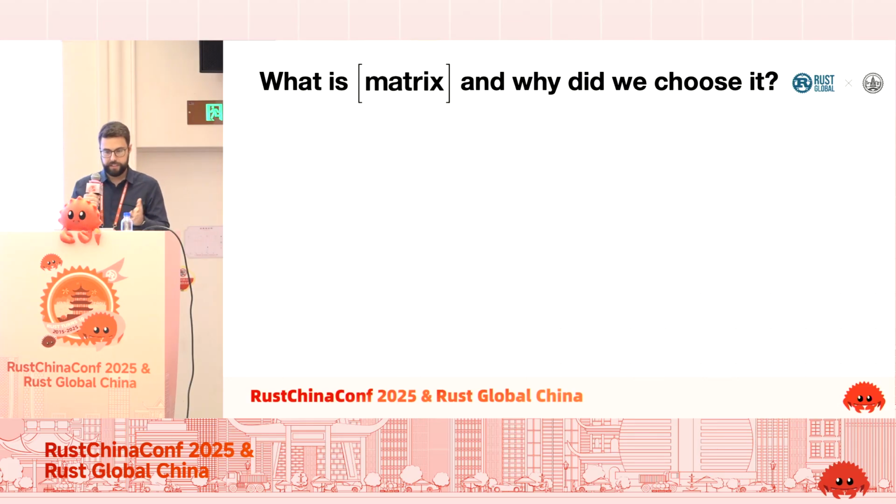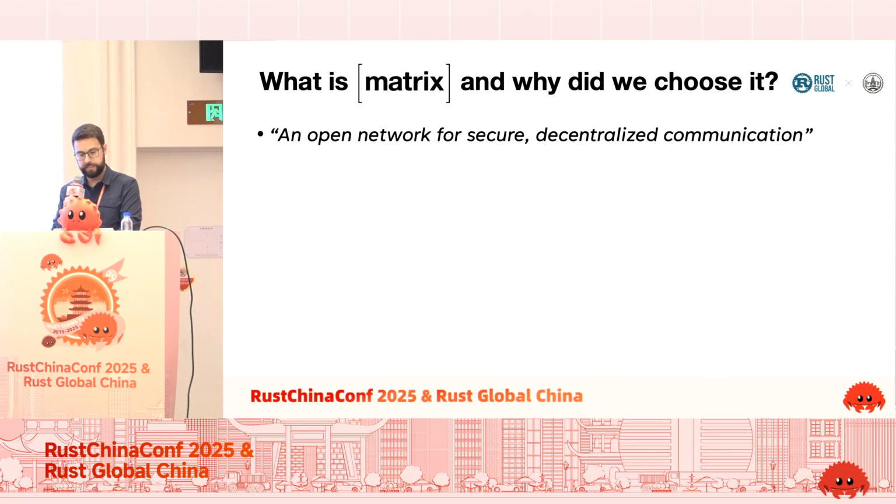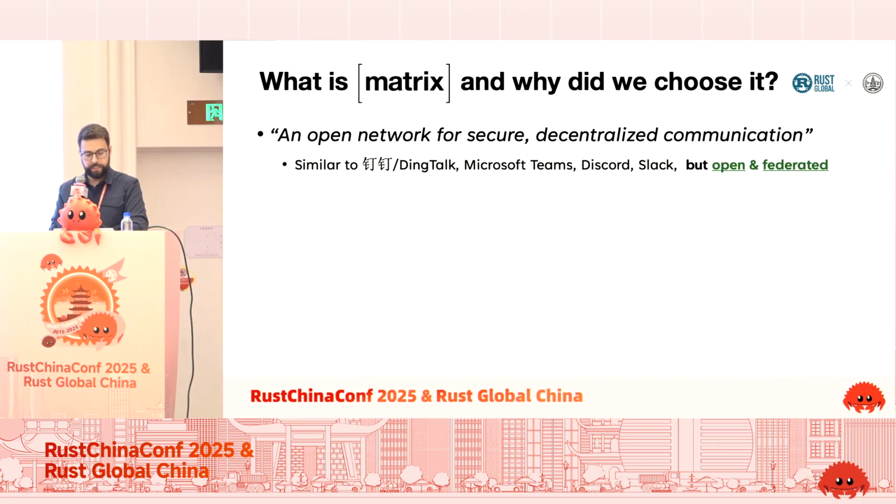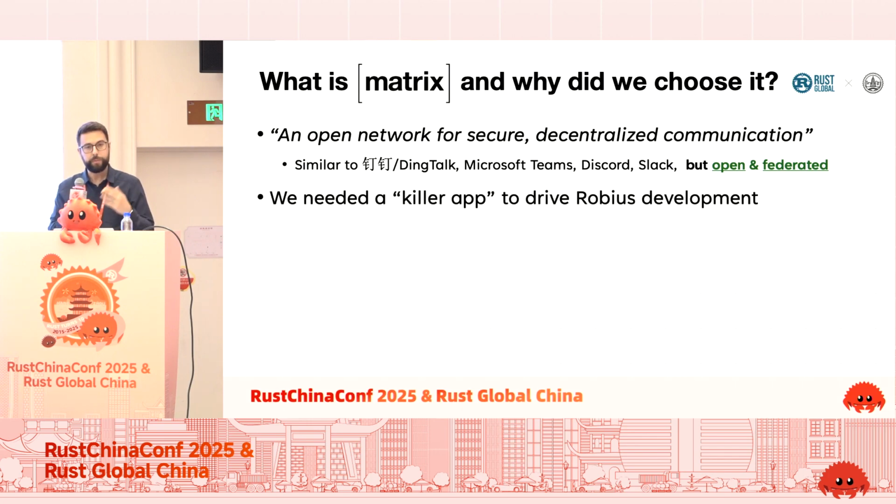So specifically for this audience, you guys may not be familiar with Matrix, so let me explain a little bit about what Matrix is. It's an open network for secure decentralized communication that's pulled straight from their homepage. And I think you can best think of this as something similar to like Ding Talk, Microsoft Teams, Discord, or Slack, but it's an open and federated version. Why did we choose Matrix?